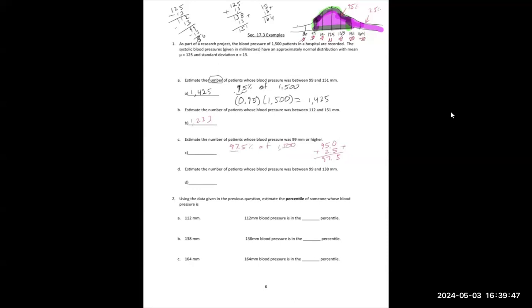So I move the decimal twice to the left. Times by 1,500. And I get 1,462.5. Again, it doesn't make sense to me to put a decimal here. So I'm going to round it up to 63. So 1,463, approximately, patients who have blood pressure bigger than 99.